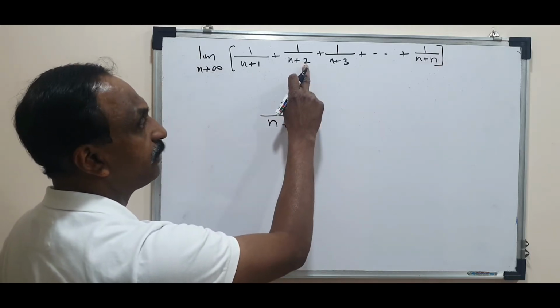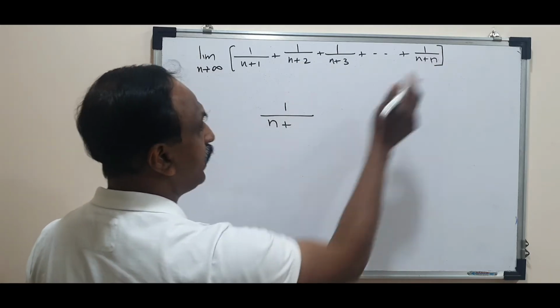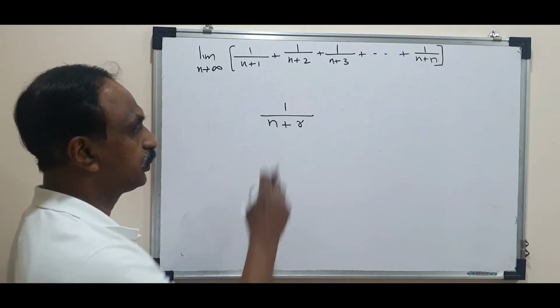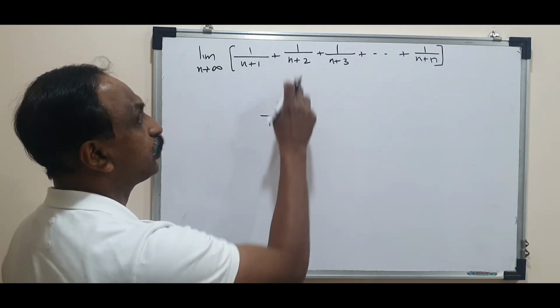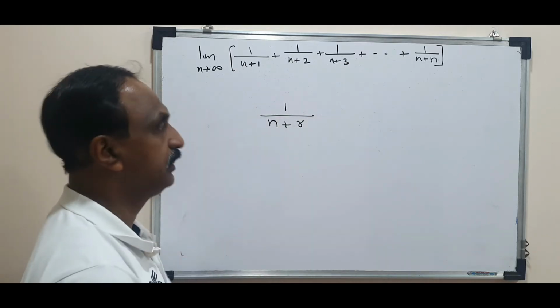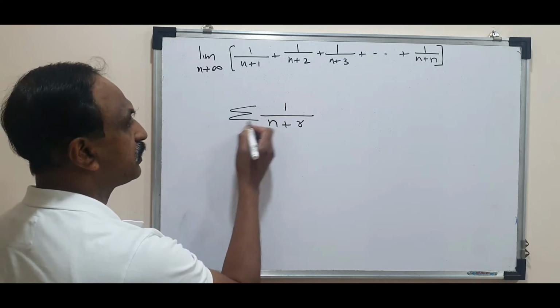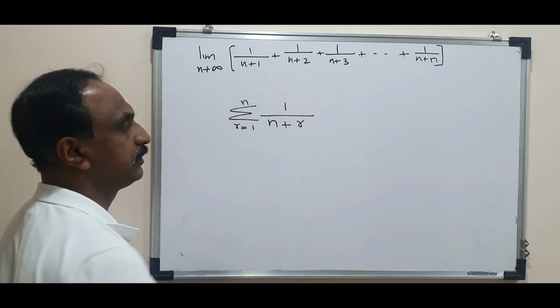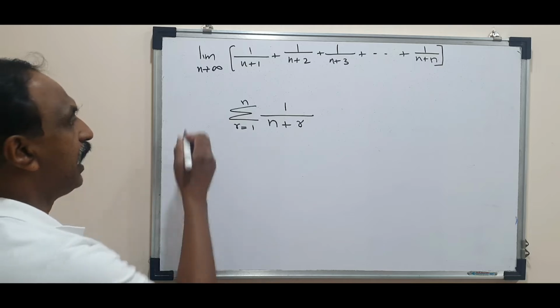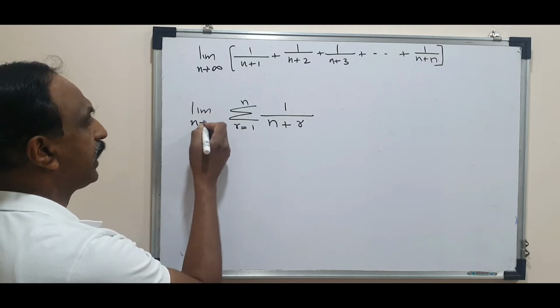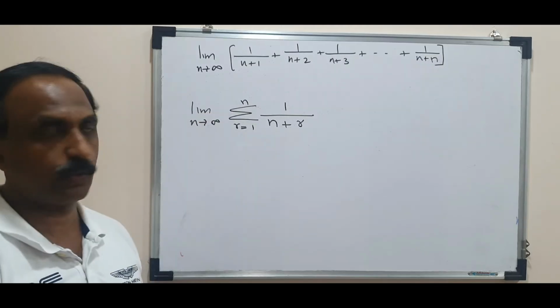First term 1, second term 2, third term 3, nth term is n. So r here: if you put r as 1, I get this; r as 2, I get this; r as 3, I get this, etc. Then I put the summation, r equal to 1 to n, and the limit n tends to infinity. So I converted the question into summation notation.